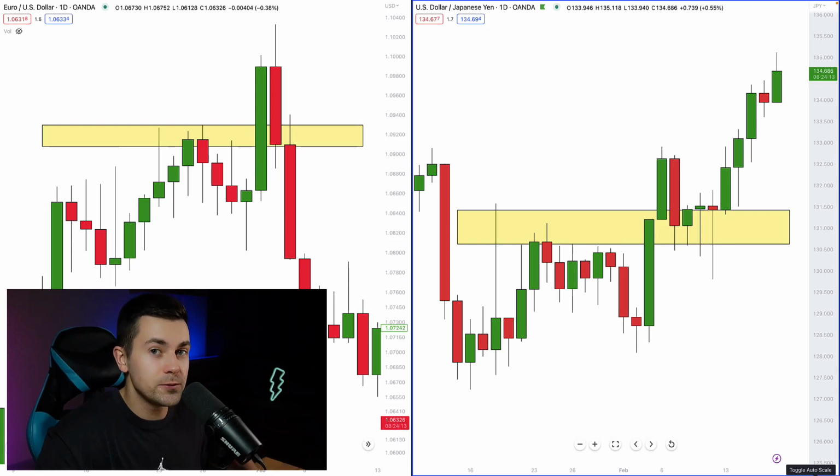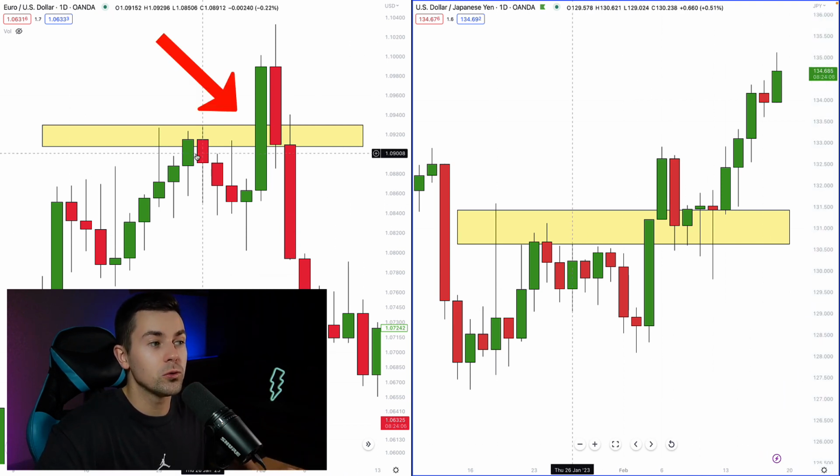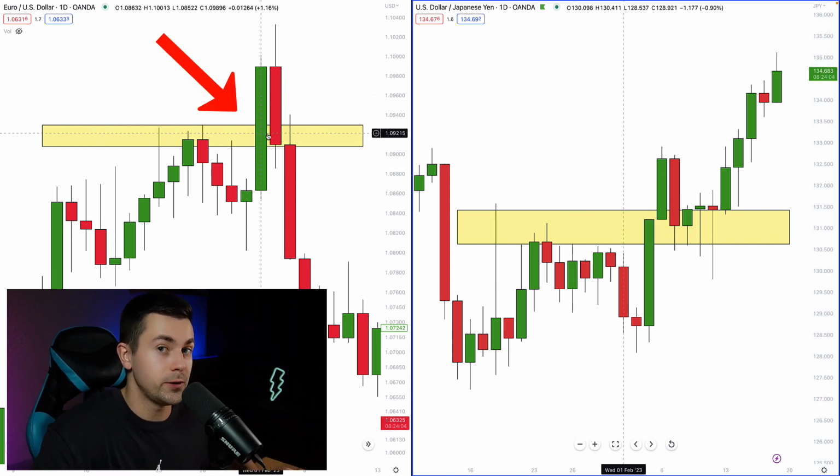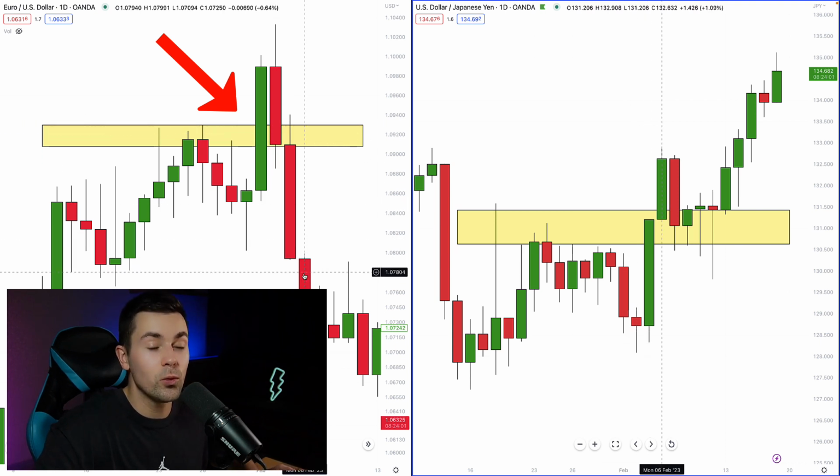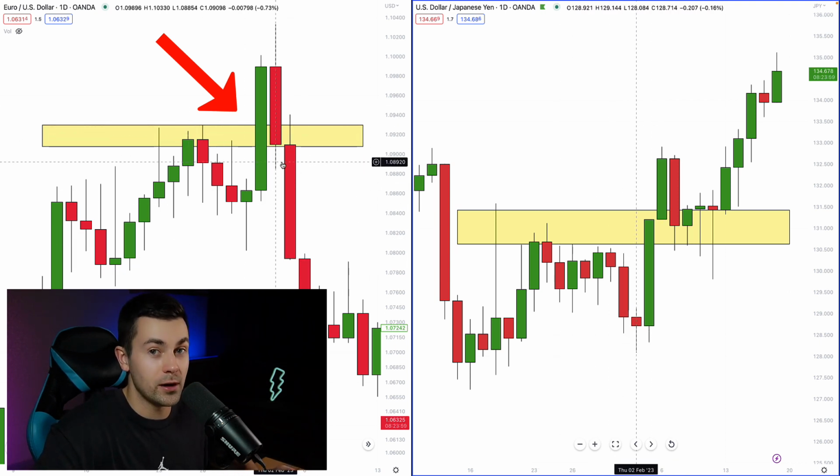So here we have two similar structure breakouts, one on euro-dollar pair and one on dollar-yen. But for some reason on euro-dollar, after the breakout, the market retested the broken structure and then the market dropped sharply, forgetting about that key level.